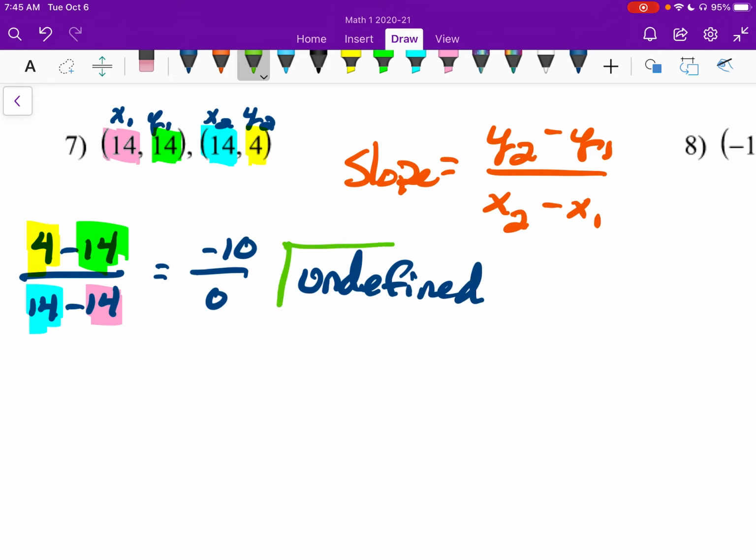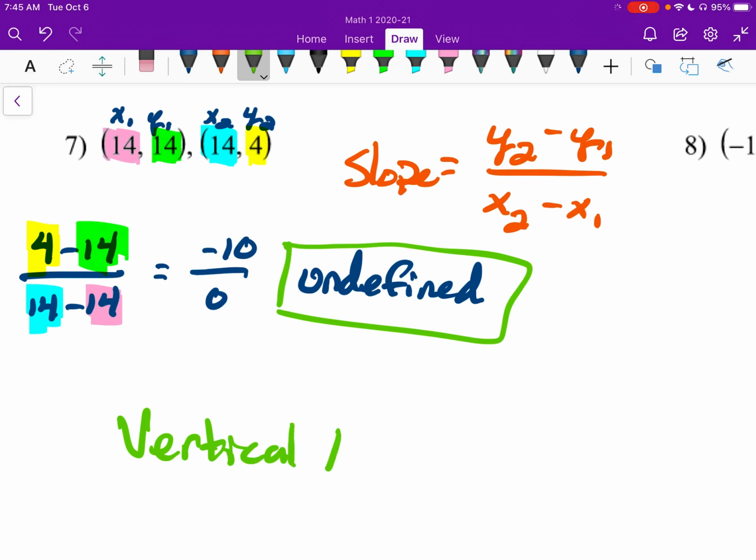And you might want to ask yourself, well, what does that mean about the line? What kind of line is this? Can we say anything special about the line that goes through those points? That line has to be a vertical line. Vertical. Right. And if you end up graphing that, that is what it is.